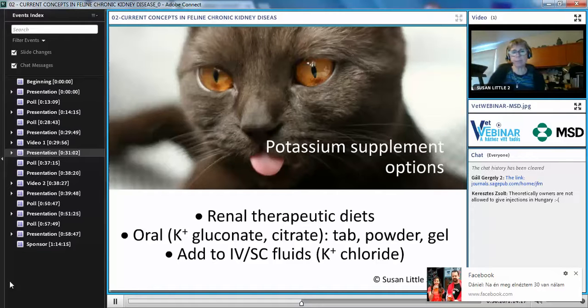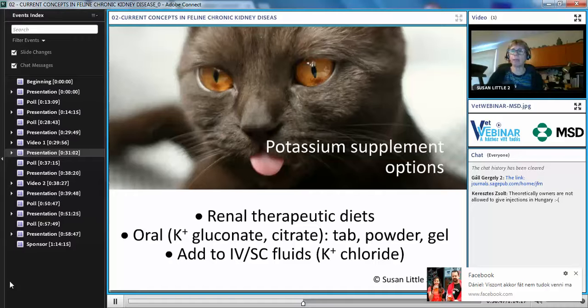Typically for potassium gluconate, we would supplement starting at about 2 milliequivalents per cat twice a day, and you can increase that up to 4 milliequivalents per cat as needed. So that would be a typical starting point for supplementing potassium.